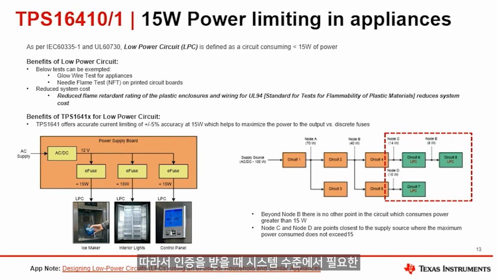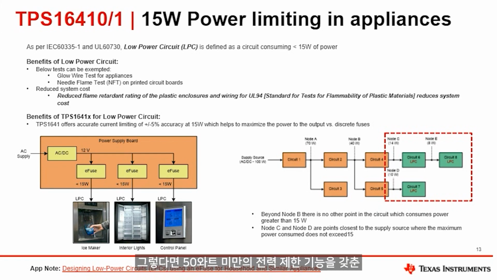So that can really help to reduce the number of tests that are needed at the system level when going through certifications. And then the second is reduced system cost. So by having less than 15 watt power limiting, the risk of fire is low. So what this can really help to do is reduce the flame retardants in the plastic enclosure, which can help to save cost.